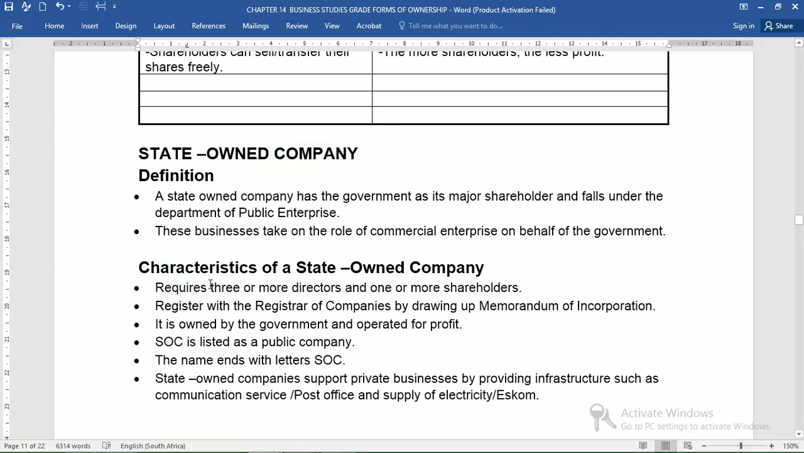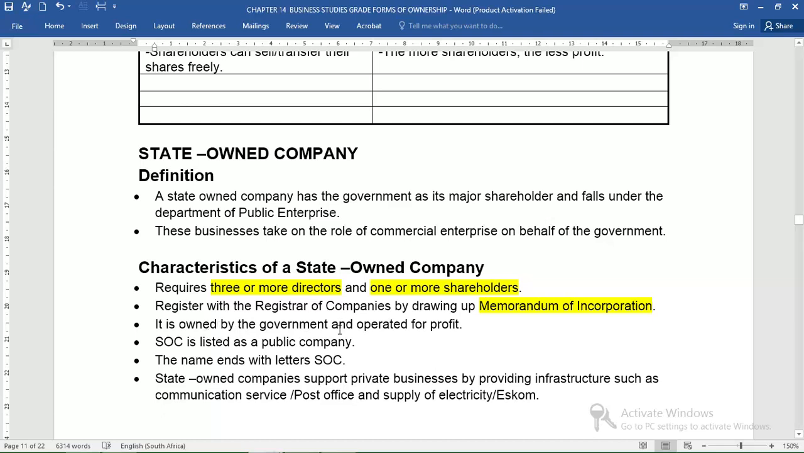Right, what are the characteristics? Just like a public company, there's no difference here. Three or more directors are required. In terms of directors, there should be three or more, but there can be only one shareholder, which is the government only. Or more, there can be more, right? It should be registered with the register of companies through the memorandum of incorporation. That document, guys, you need to remember it. What is MOI? Memorandum of incorporation. It is the document used when the company is being registered, which contains information about the company, for example, duties of directors, shareholders, number of shares, and all those kinds of things, right?